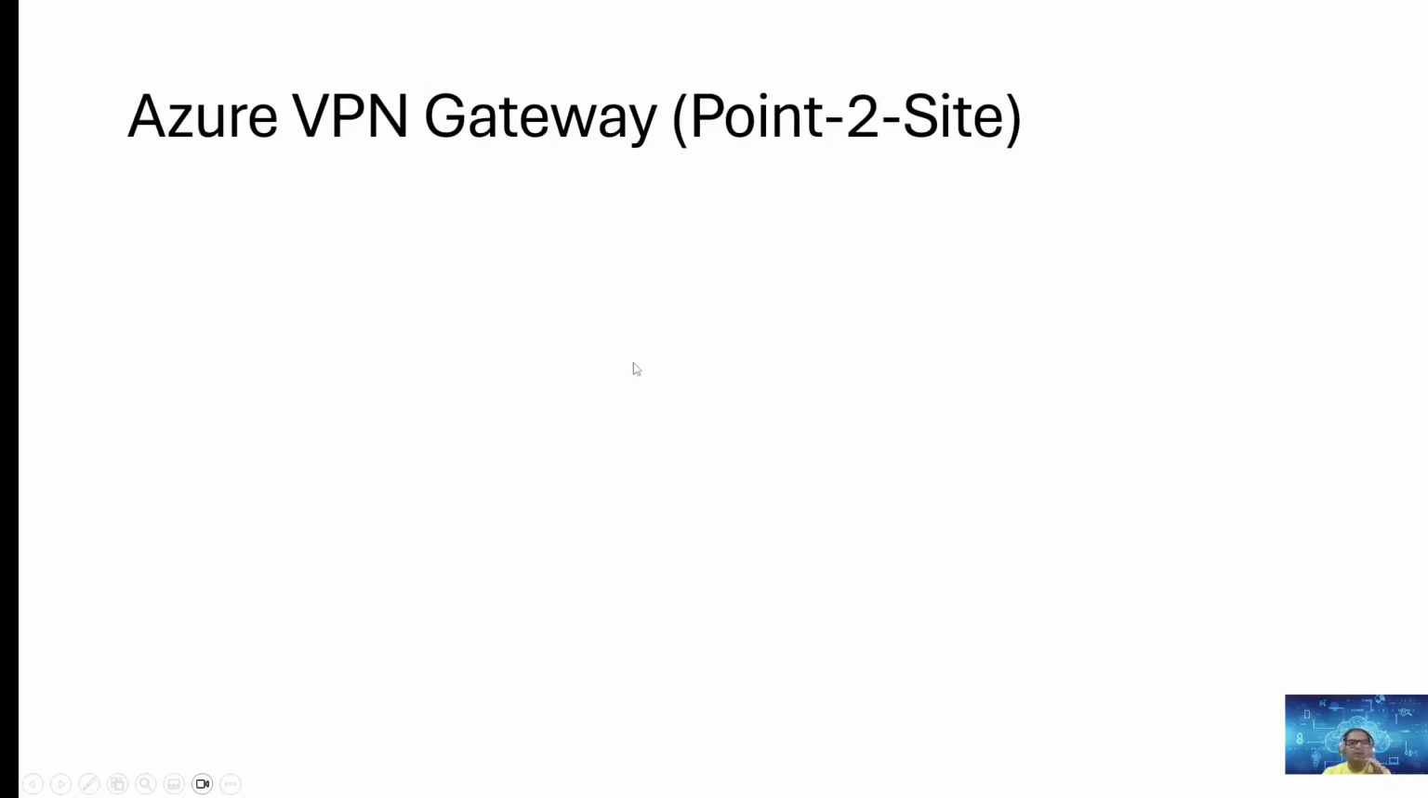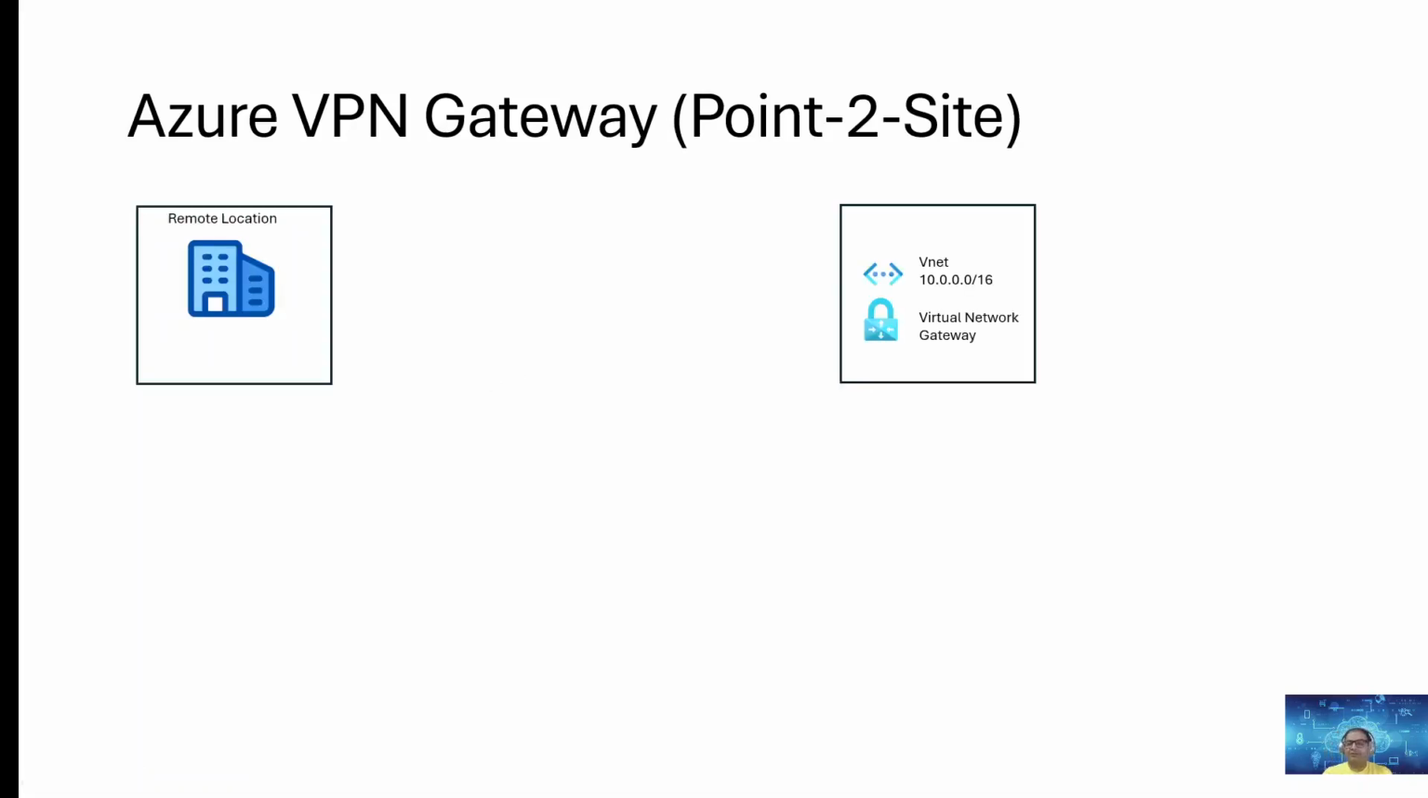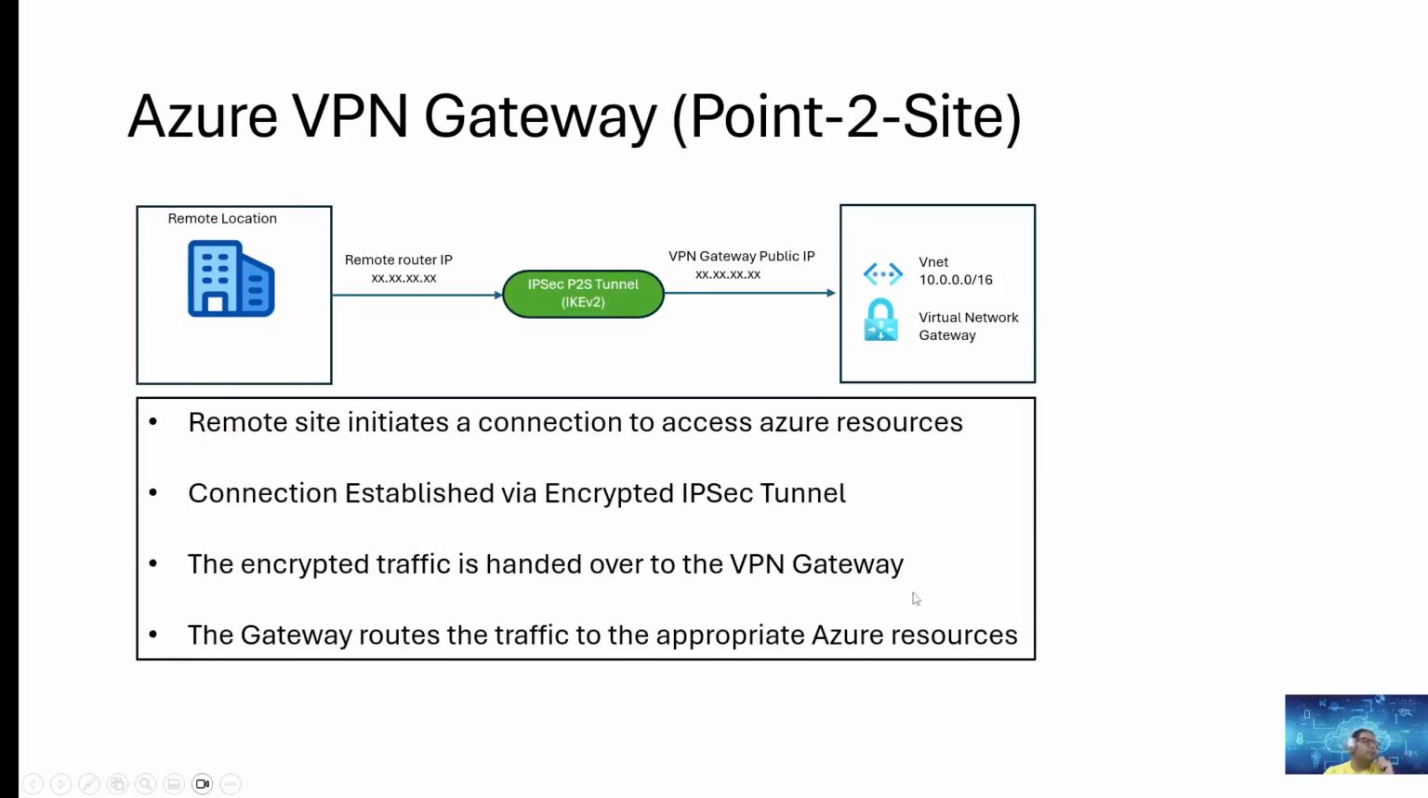Now let's reimagine the same scenario with point to site configured. A remote user starts a connection request to Azure resources, and this time securely. The VPN client is installed on the user's device, so the VPN client will establish an encrypted tunnel to Azure. The encrypted traffic is directed to the Azure VPN gateway, which serves as the entry point for the connection. The VPN gateway decrypts the traffic and routes it to the appropriate Azure resources within the network. This is how the flow would be.